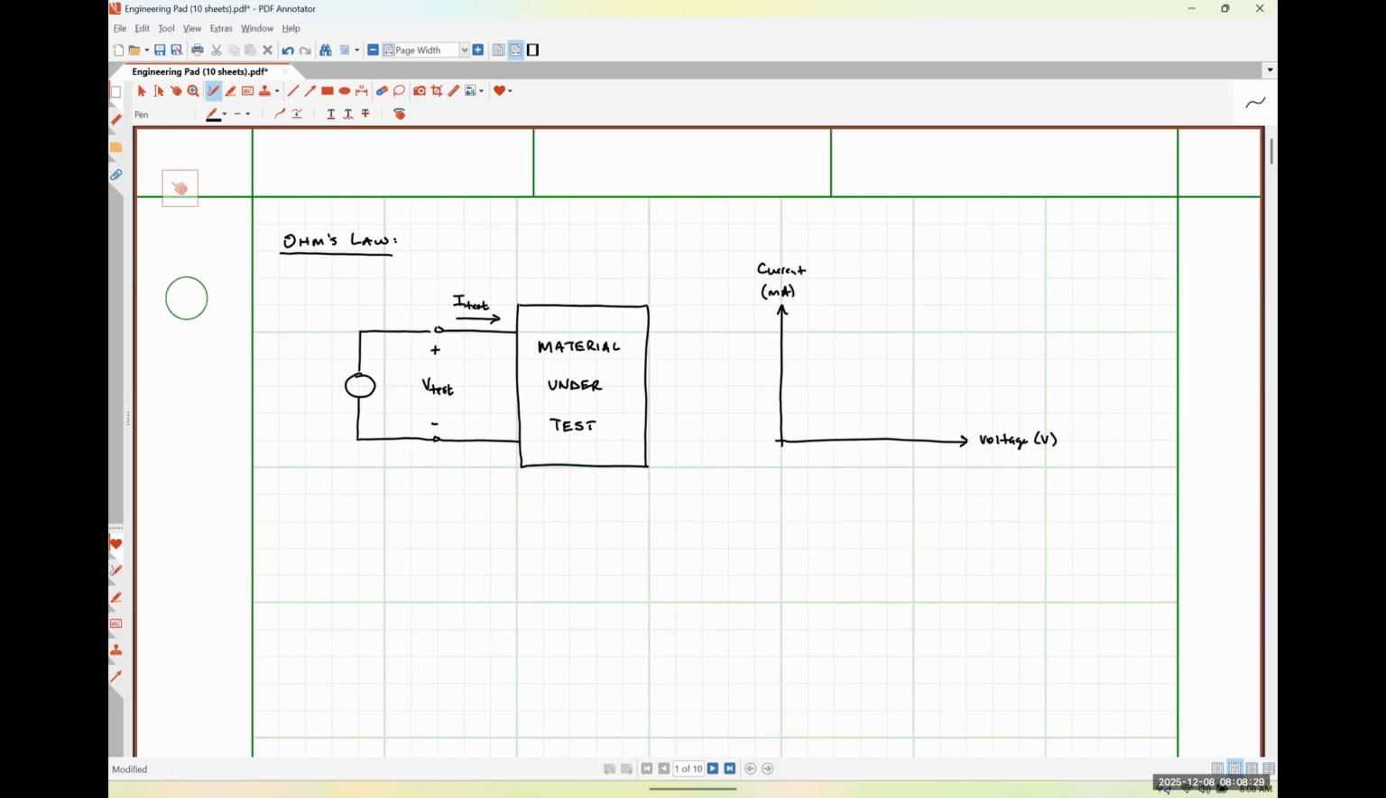And when you plotted your data, you should have gotten roughly a straight line. So as this is currently written, this slope, rise over run, would be in milliamps per volt or 10 to the minus 3 amps per volt, okay?